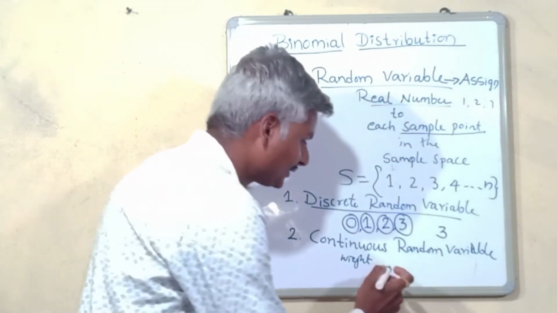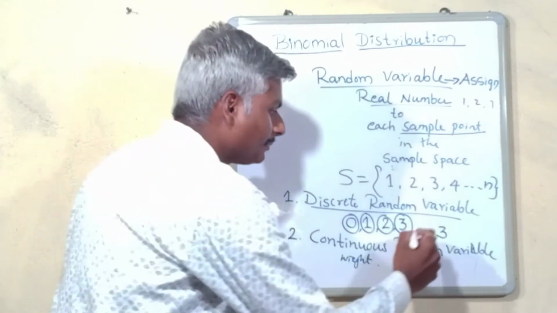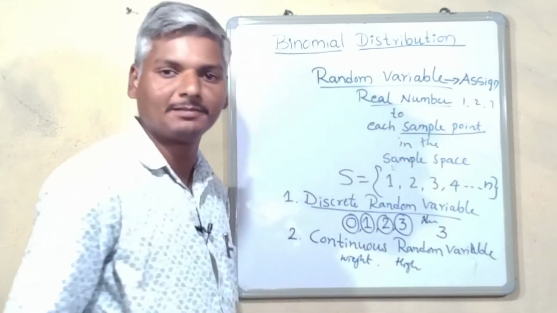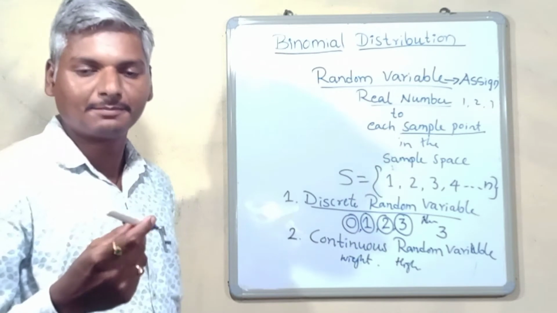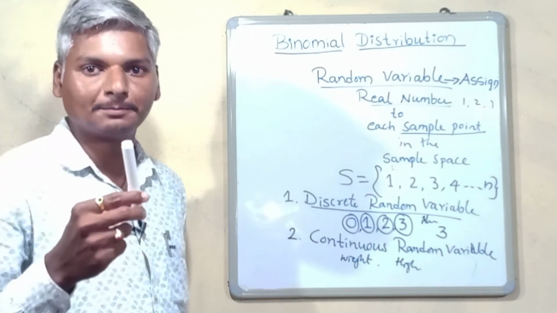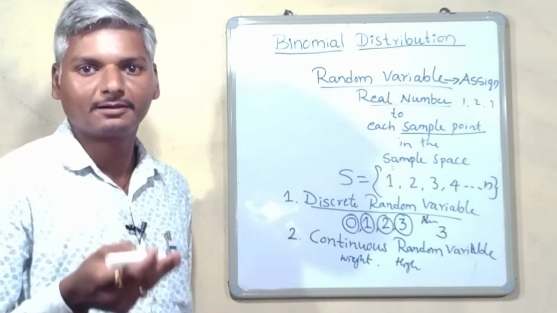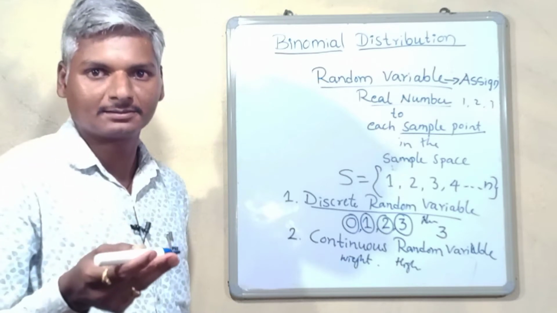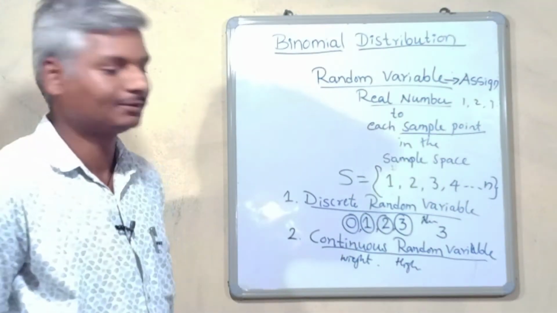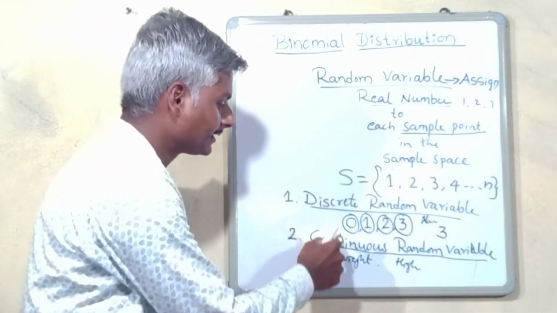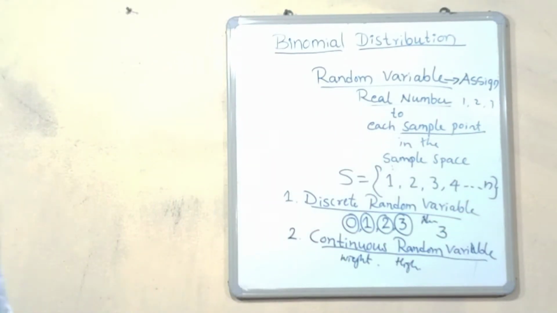The height of a student comes under continuous random variable. The number of students in a class may be a discrete random variable. Or the number of markers in a box may be a discrete random variable, and the weight of a particular marker may be a continuous random variable. So now you have a differentiation between discrete random variable and continuous random variable.